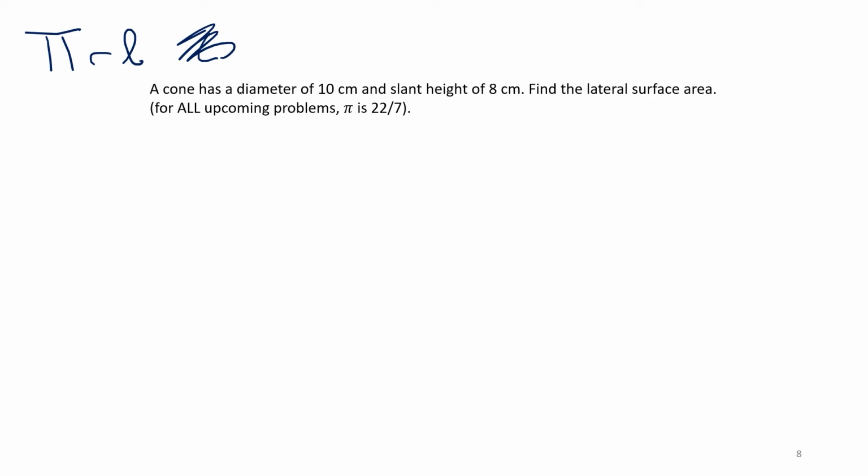All right, and this says diameter of 10. Now all we need to do is plug in our values, but it says diameter of 10, so we don't want to accidentally plug that in because we want the radius. So the pi of 22/7 is our first part, times our radius of 5, and our slant height is 8. And then we just multiply this together, and it will give us the lateral surface area.